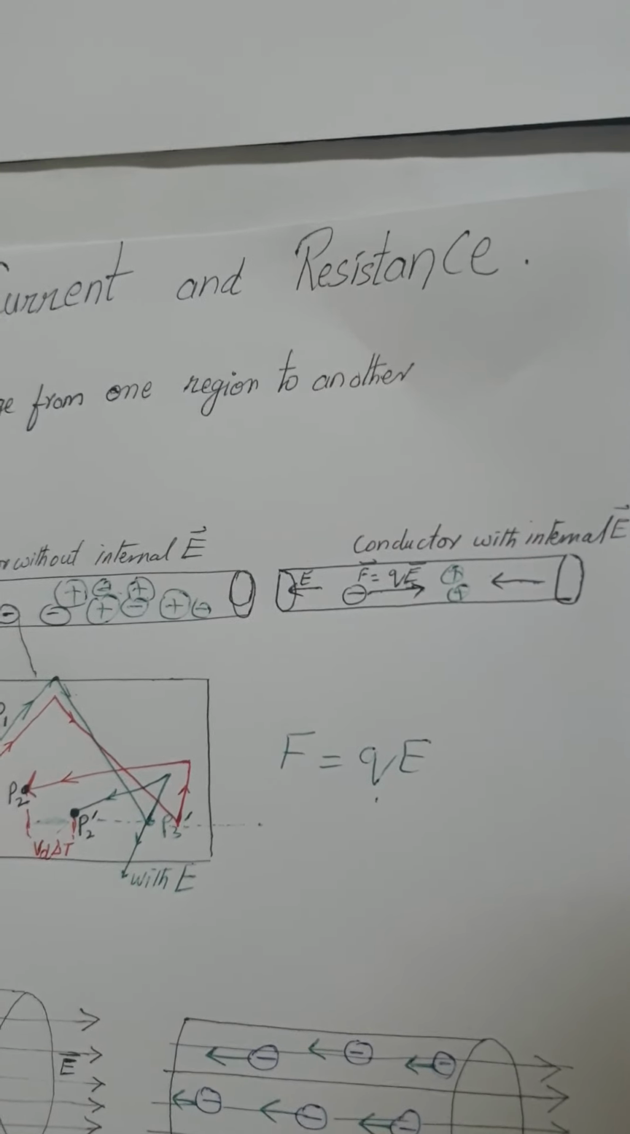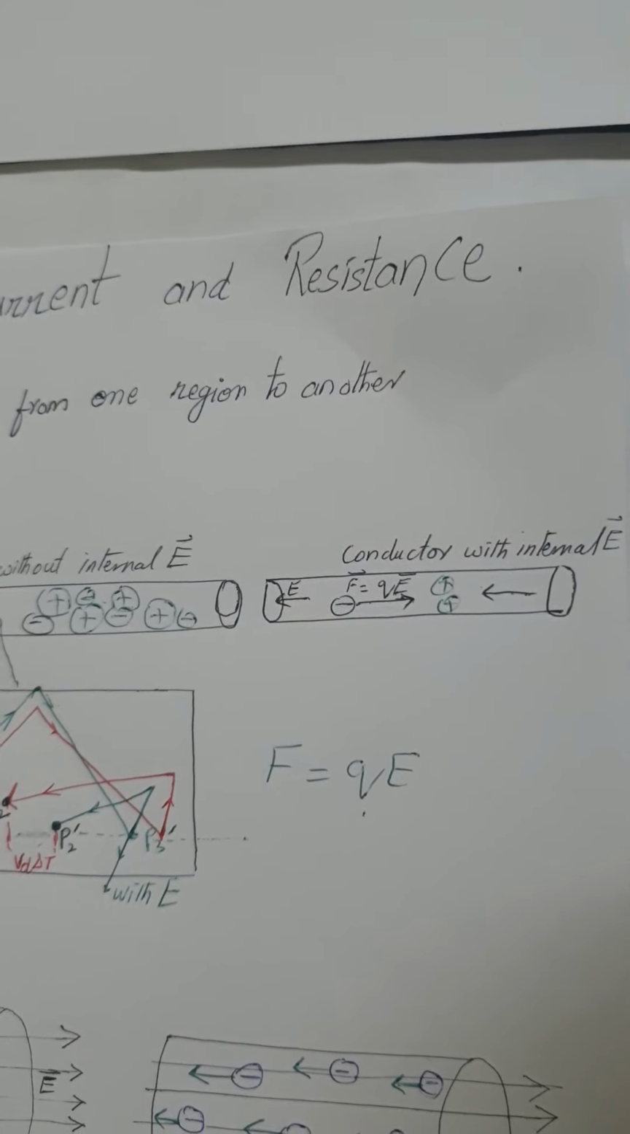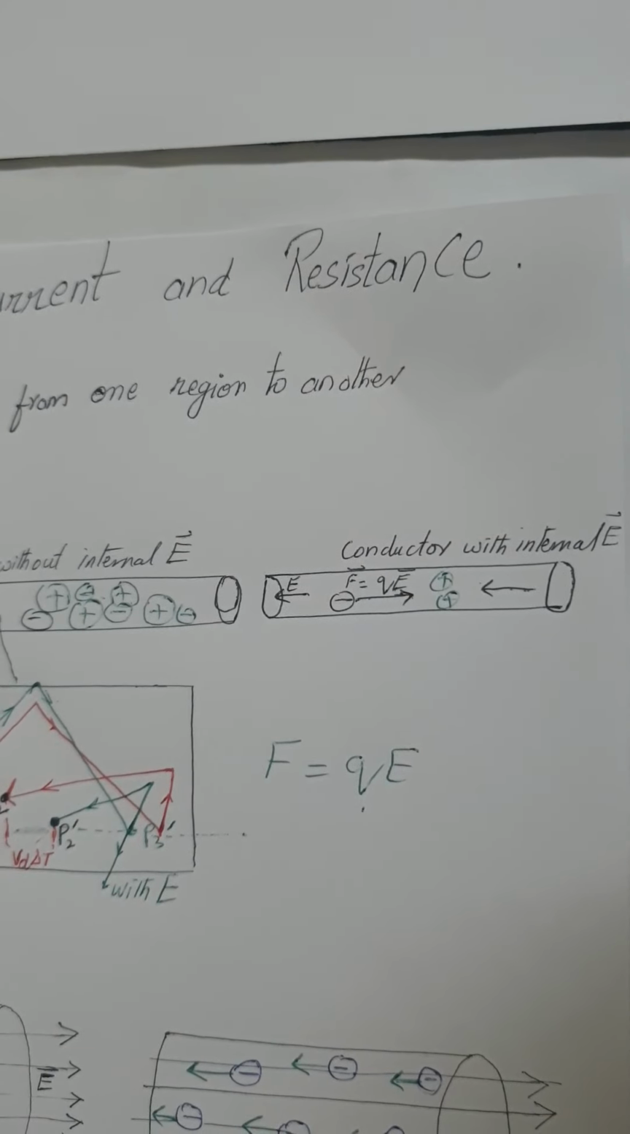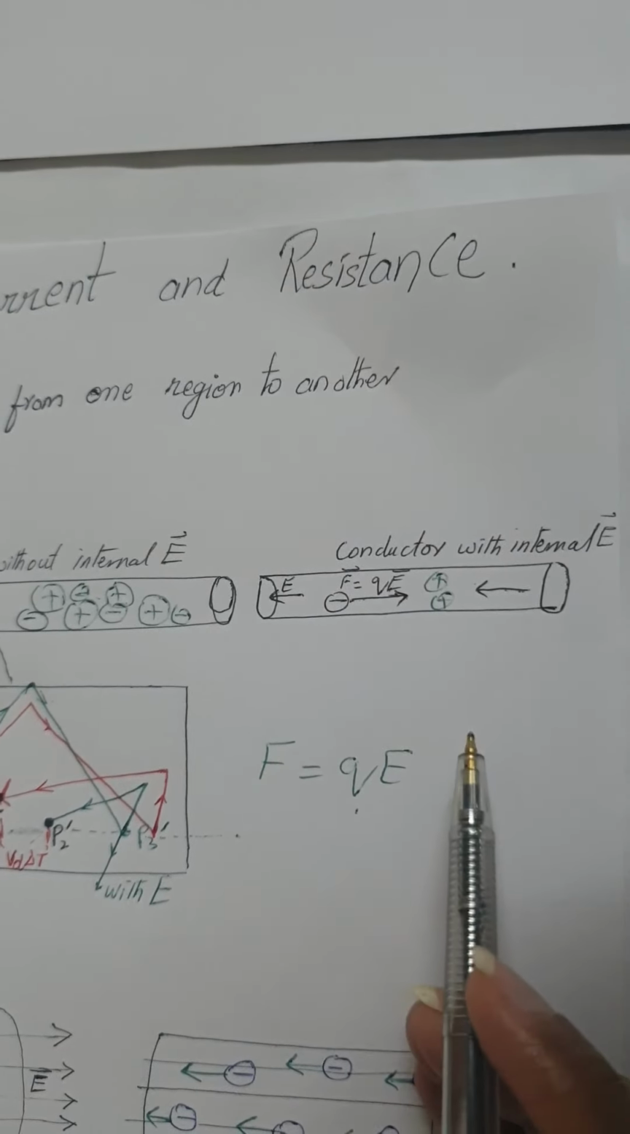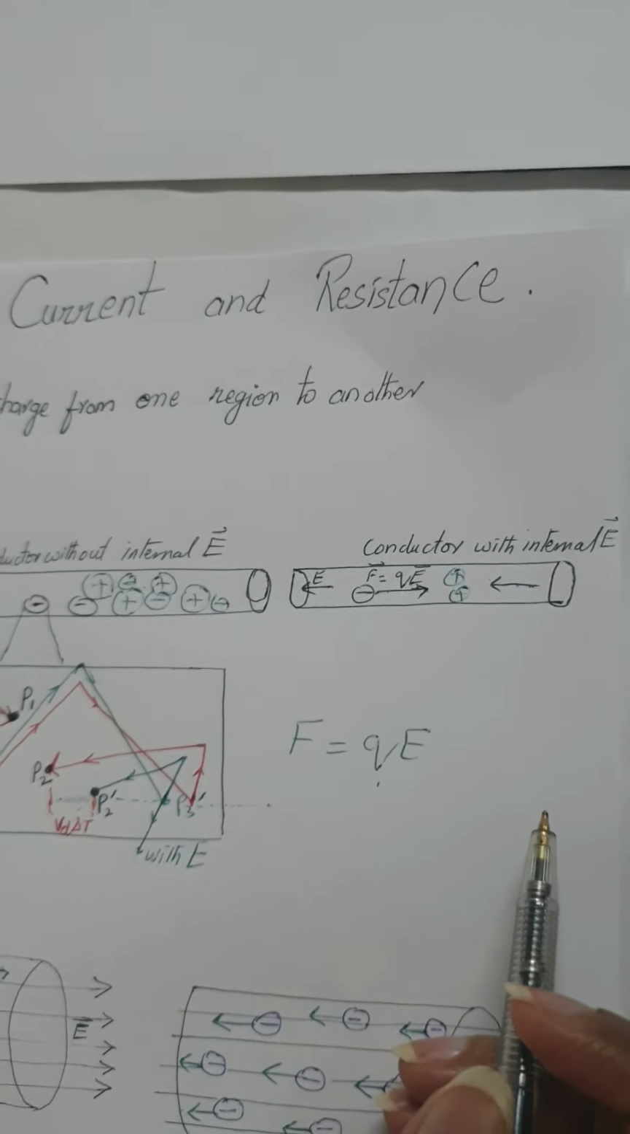So this heating is like an unavoidable byproduct of current flow. Sometimes it is useful, for example in electric toaster or in furnaces.